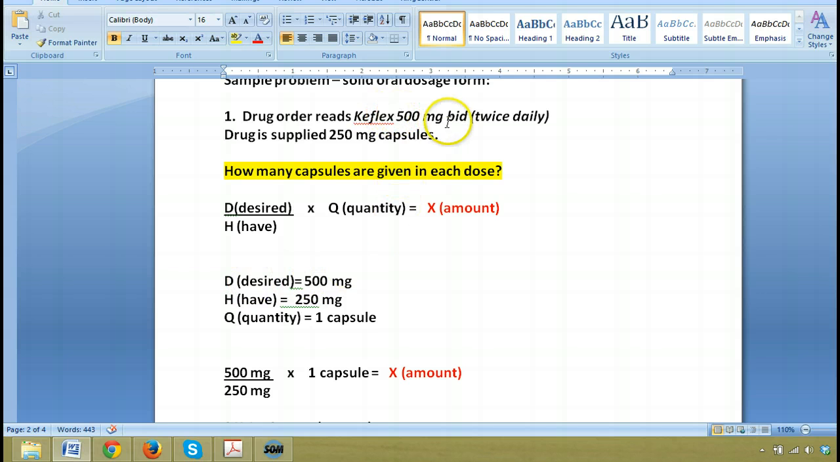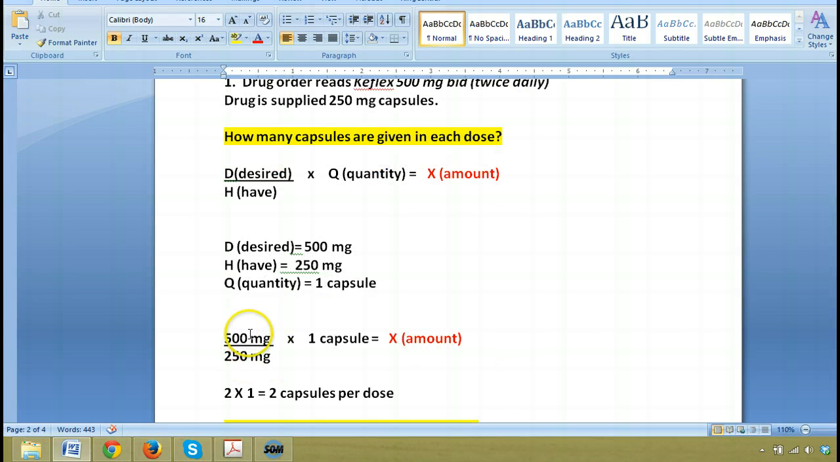We desire to give this patient 500 milligrams. What we have on hand is 250 milligrams. In other words, that's how it's supplied, in a strength of 250 milligrams. And like I told you, the Q, quantity, will always be 1 capsule, in this case 1 capsule. There's 250 milligrams in 1 capsule. So we just plug in our numbers: 500 for D, 250 for H, times 1 capsule equals our amount.